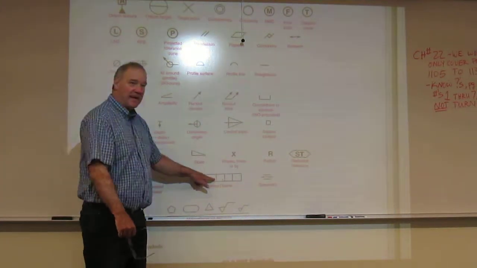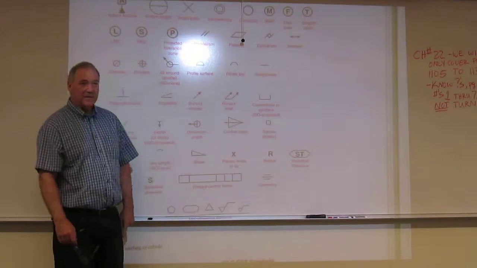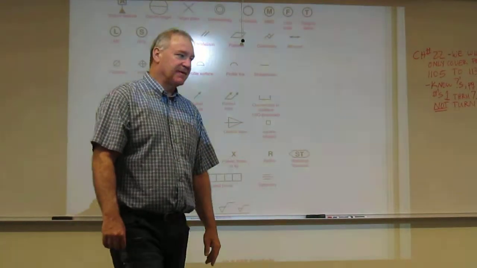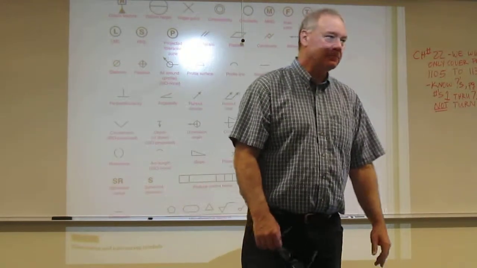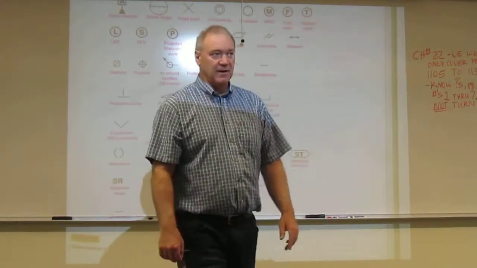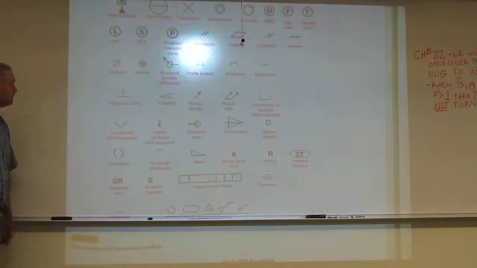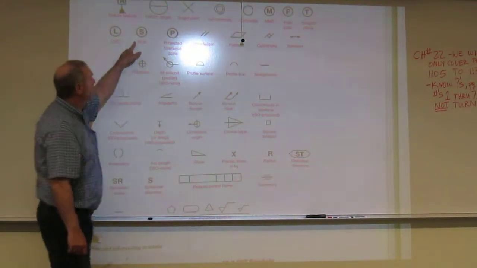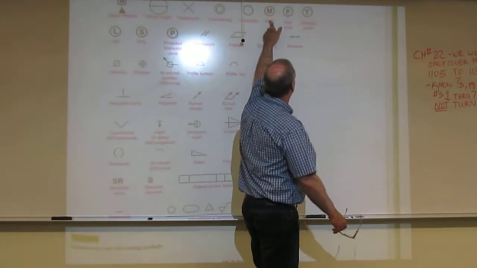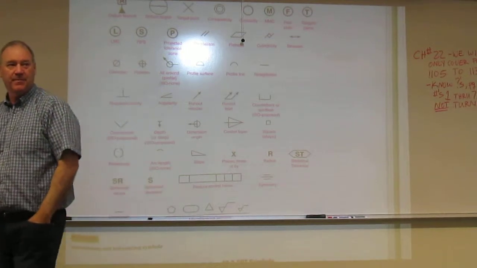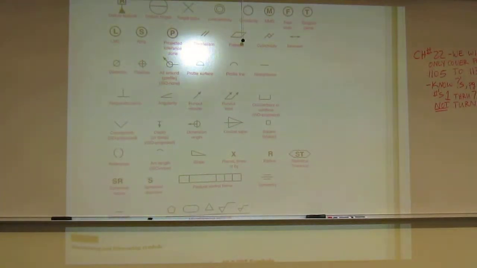Then we follow that by a condition when the tolerance takes effect. Remember that? Circle L, circle M, circle S. You see them right here, these two and that one. Those are the three we covered because they're the majority of them. Maximum material condition, least material condition, or regardless of feature size.